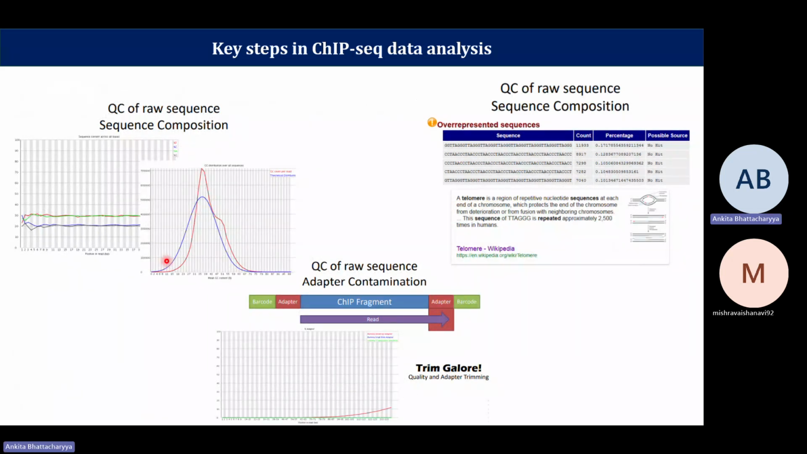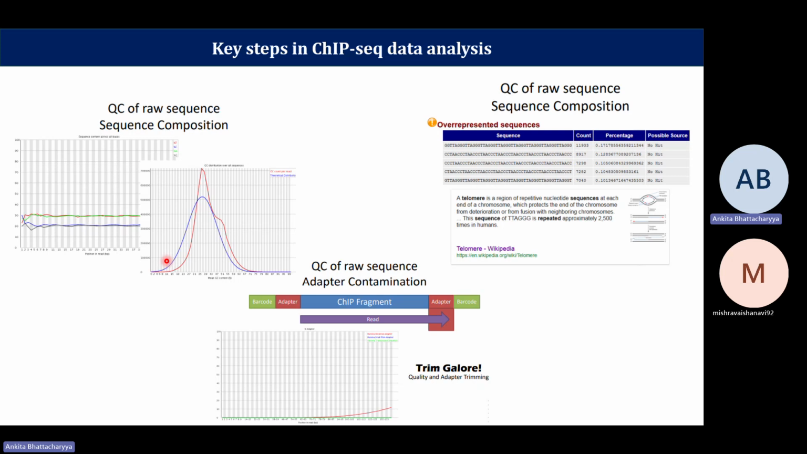Finally, among the steps in ChIP-seq data analysis, the first two steps are pretty much similar to what we had already observed in our previous high-throughput sequencing data analysis. So you have your QC of your raw sequence that has to undergo a check. Then you have all of those different parameters for ensuring that data is pre-processed. And then you have a QC of a raw sequence.